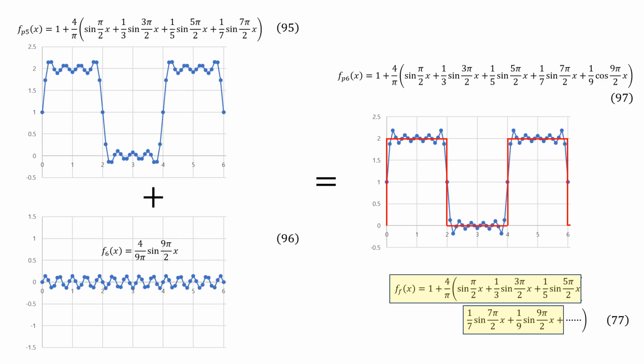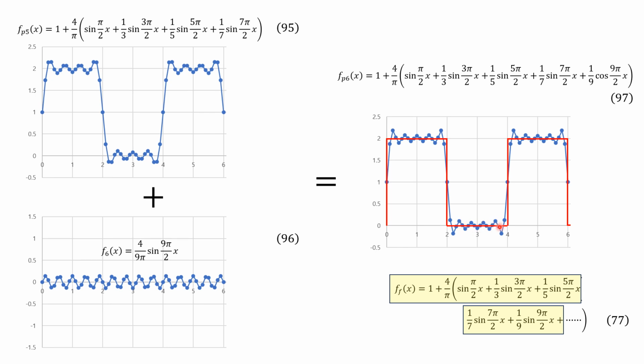Continuing, the sixth term of the Fourier series can be expressed as f6(x), as shown in equation 96. By adding equation 96 to equation 95 obtained previously, the sum fp6, up to the sixth term of Fourier series equation 77, can be obtained as equation 97. If equation 97 is graphed, it becomes the blue line in the figure on the right.